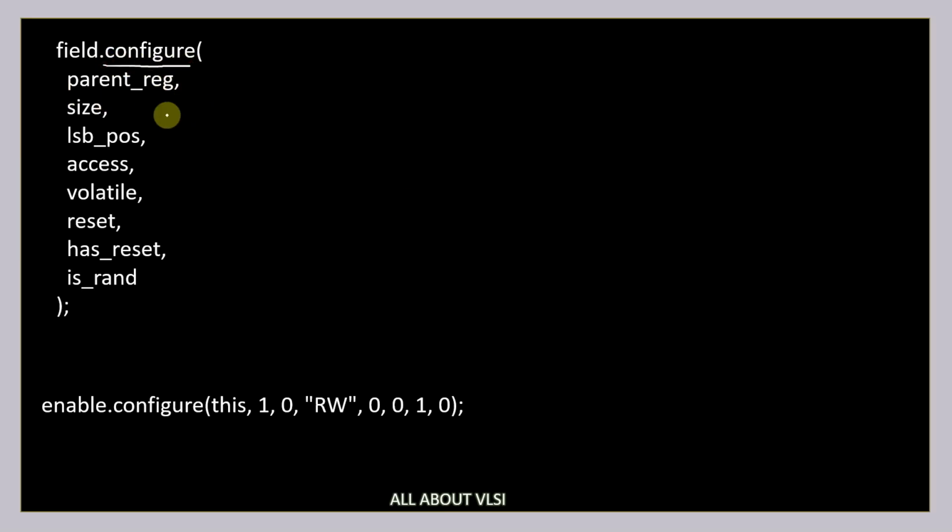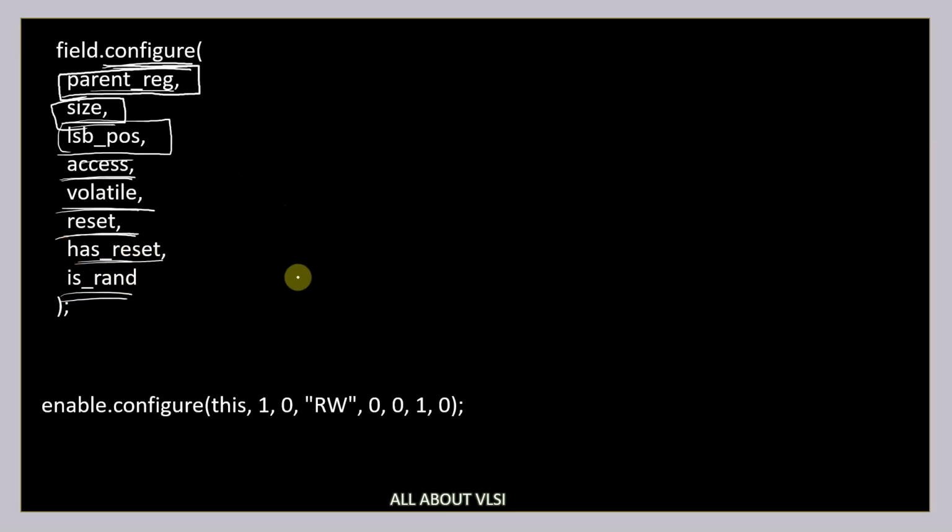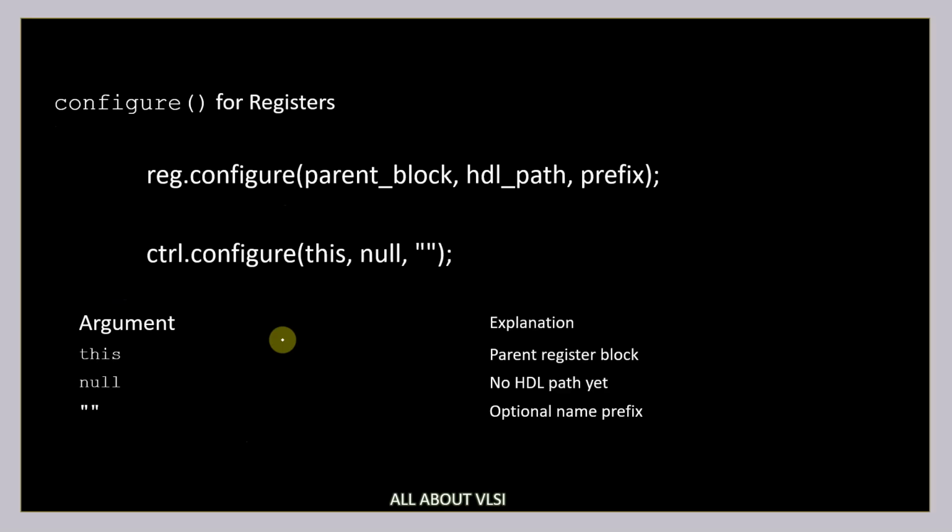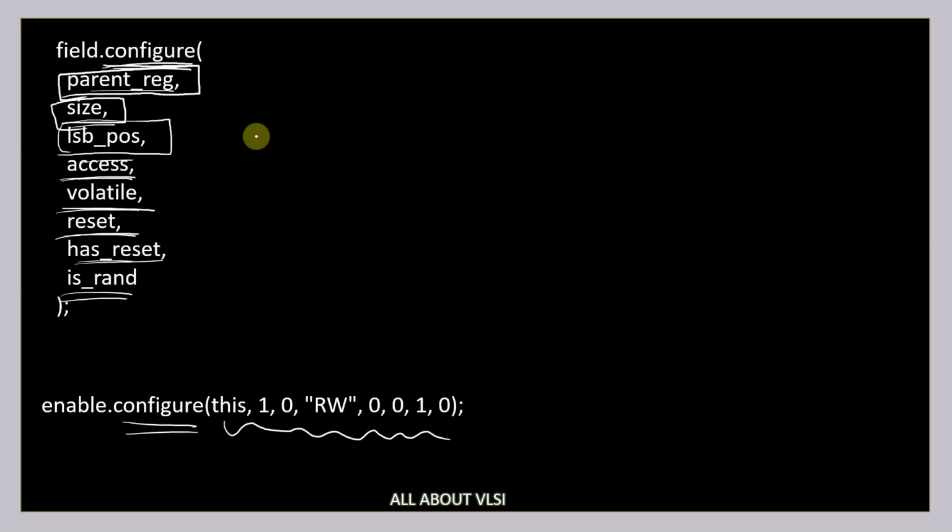And we are going to have all these arguments. This configure is a built-in method which has this many arguments. The first one is parent_reg, that is, in which register the field is present. Then the size of this field, whether it is 1 bit, 2 bits, 8 bits, or 16 bits, and the LSB position, and its access type, whether it is read only or write only, and whether it is volatile or non-volatile, whether it has a reset value or not, and whether it is randomized or not. Those are all parameters we pass as arguments for this configure method. This is how we configure this particular field.